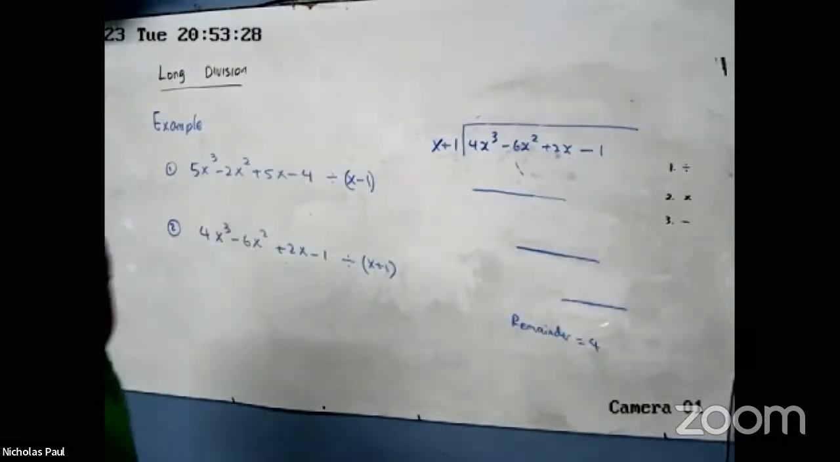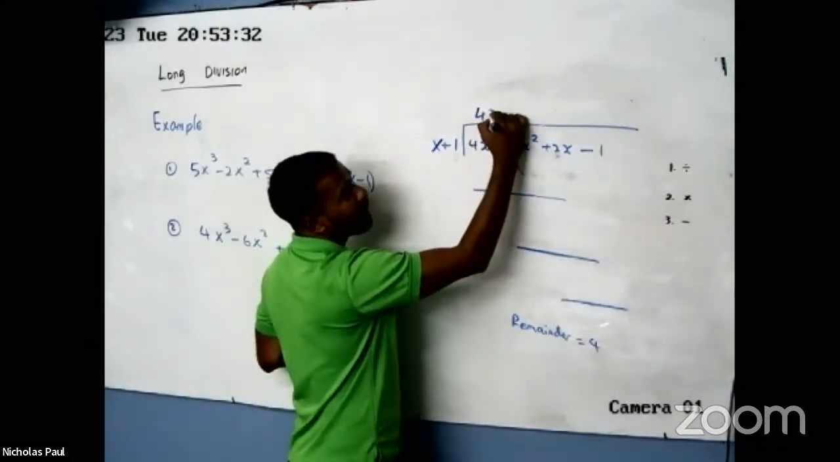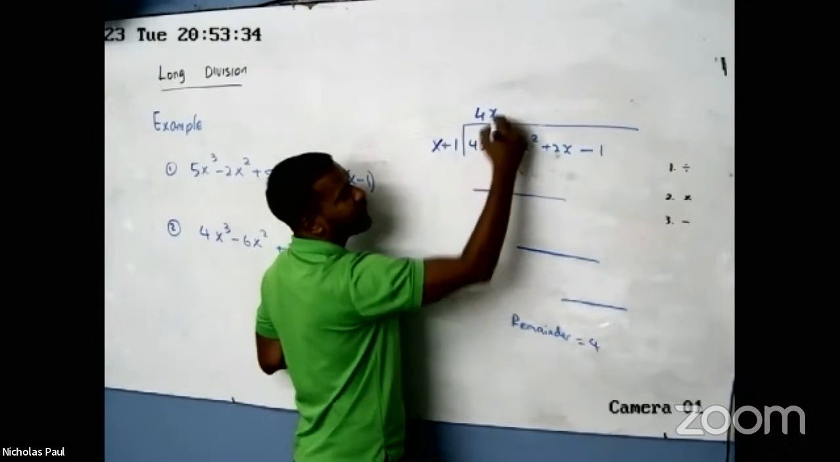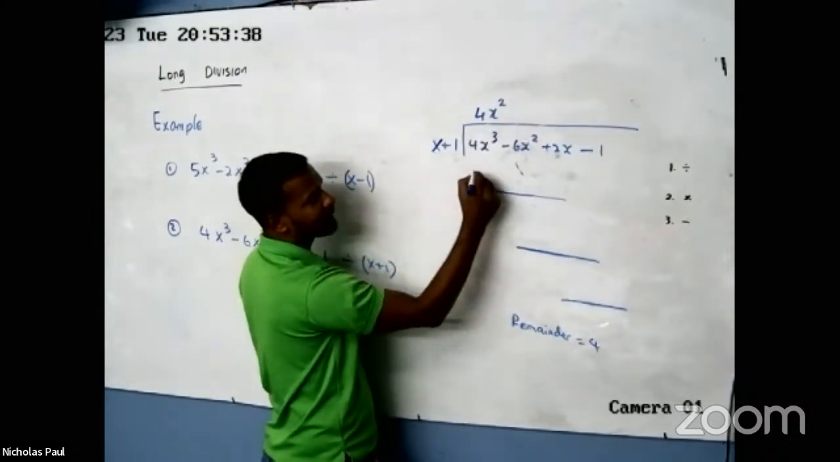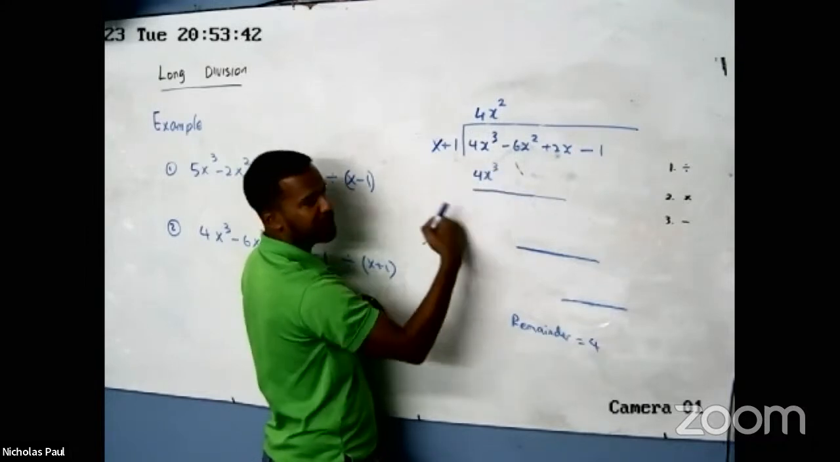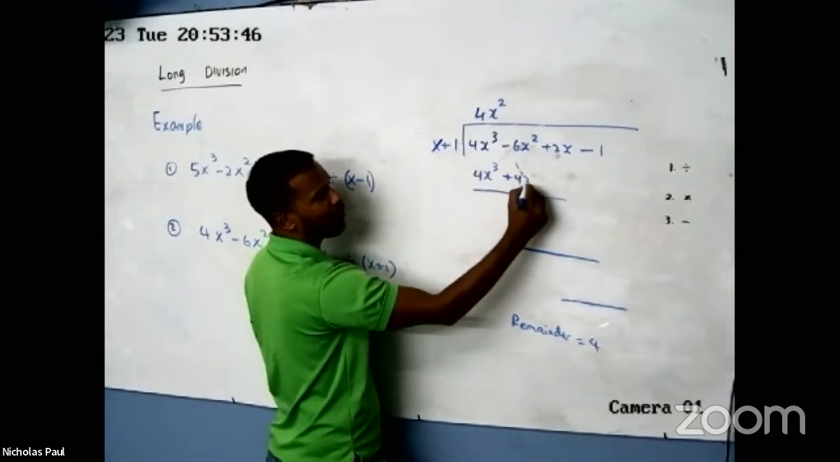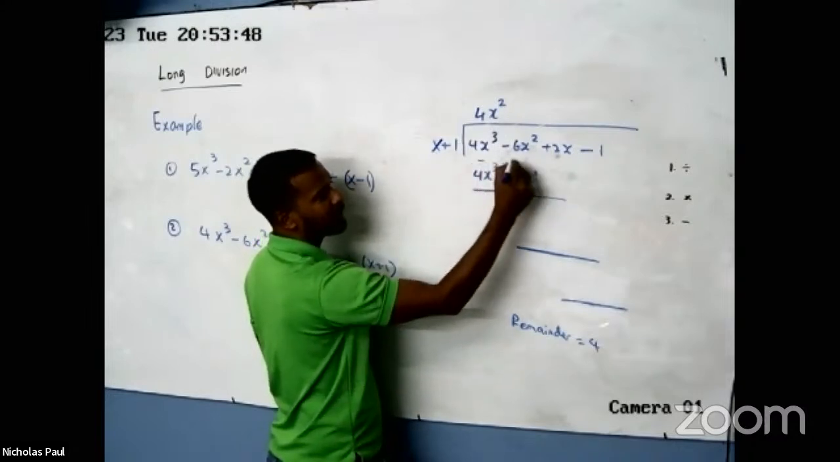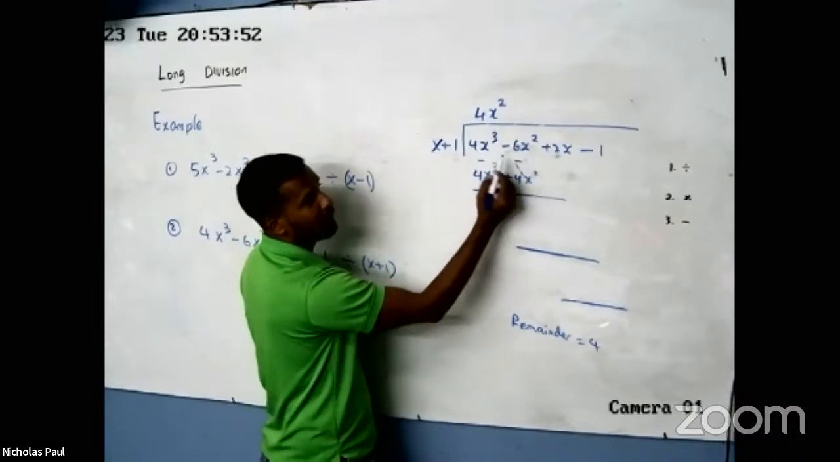7, 7. Close. Let's see. X into 4x cubed, 4x squared. 4x squared by x is 4x cubed. These two should all be the same, right? 4x squared by 1 is positive 4x squared. Subtract, subtract. Nice. This is 0, right?